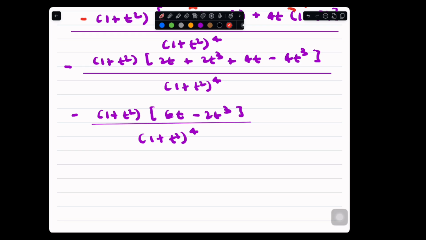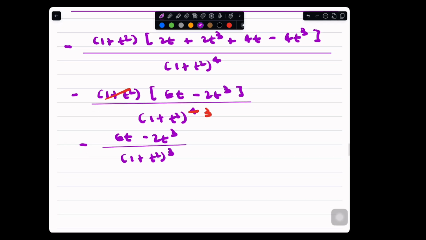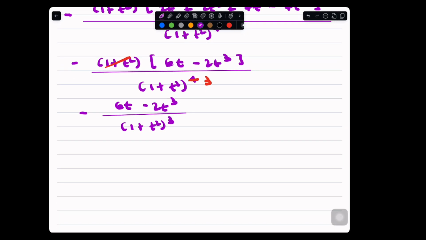And then I want to kind of do something here for you guys. Get rid of that. That's now the 3rd power here. Minus 6t, I guess we can do it this way. 6t minus 2t cubed over 1 plus t squared cubed. I can factor out 3t. And I get 2 minus, looks like t squared, over 1 plus t squared cubed.